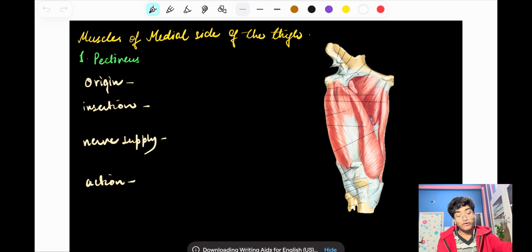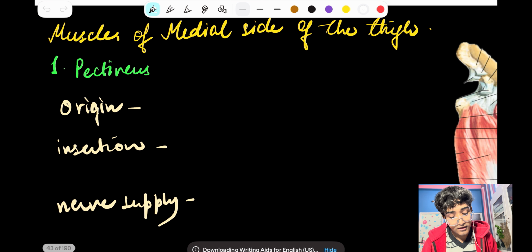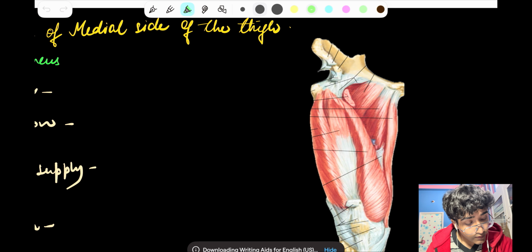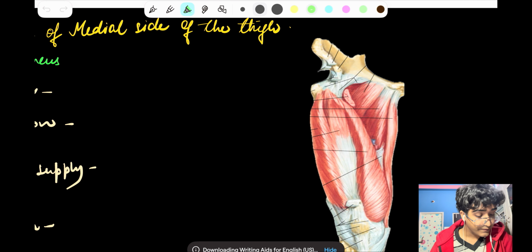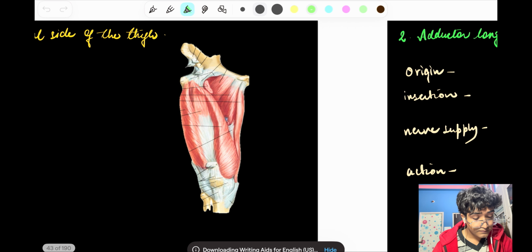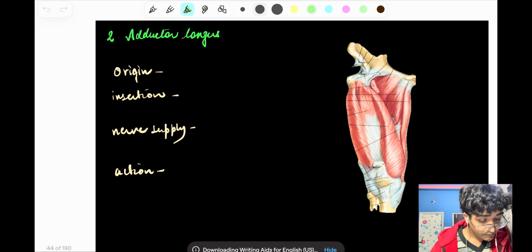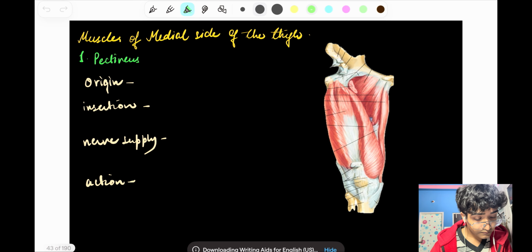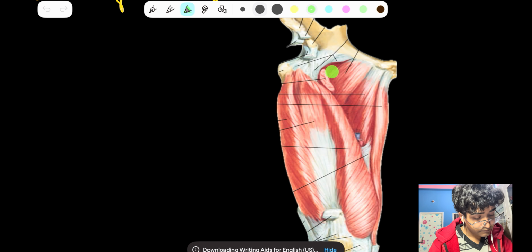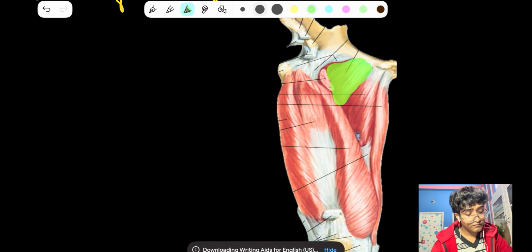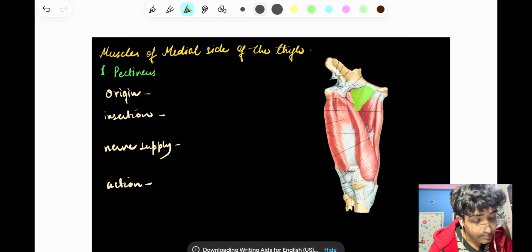Hello amigos, in this video we are going to discuss the muscles of the medial compartment of the thigh. Beginning with the first muscle, we'll start with the pectineus. The muscle I'm going to highlight in green is the pectineus muscle. This muscle is known as the pectineus muscle.